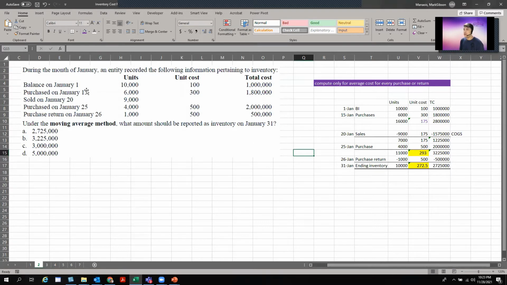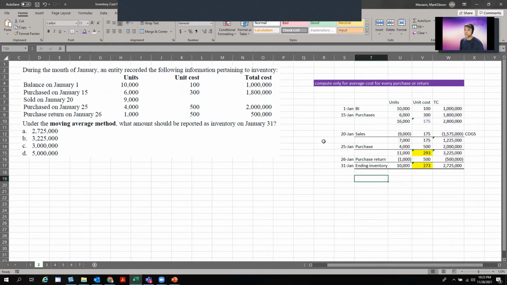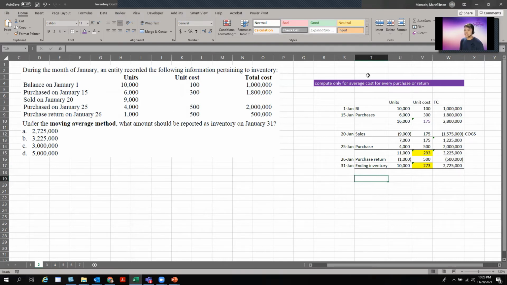So, we have beginning balance of 10,000. Given naman to class, 10,000 multiplied by 100. So, that's 1 million pesos. Purchases, ayan na. Sabi kasi natin, under the moving average method, we have to calculate for average cost every time there is purchase or purchase return. So on January 15, meron daw tayong purchases. For 6,000. Magkano yung cost? 300 pesos. Total cost would be 1,800,000.